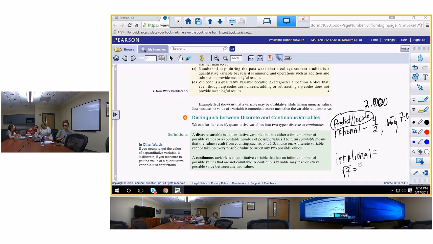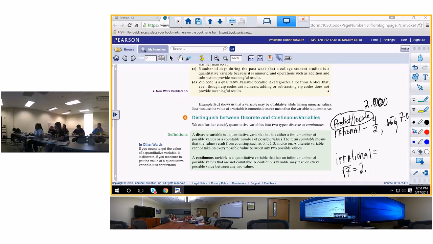2 point. Do you want me to round this? I want you to go all the way down. 2.64575131. Somebody tell me what that next digit is. It don't keep going. You can't. Why? Because you don't see a what? Pattern. You don't see a pattern.